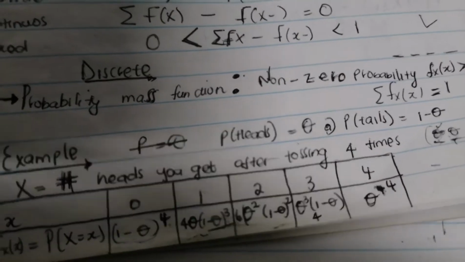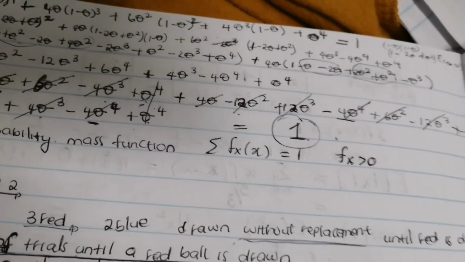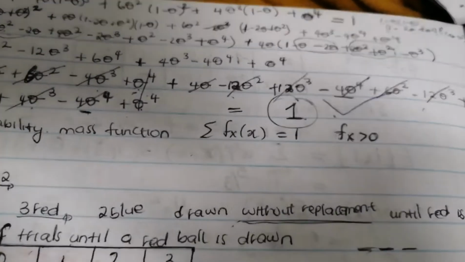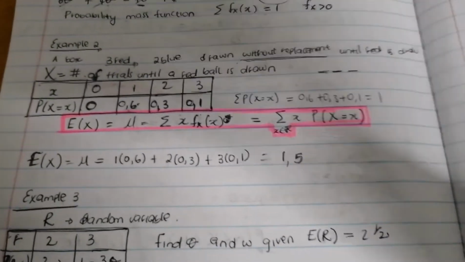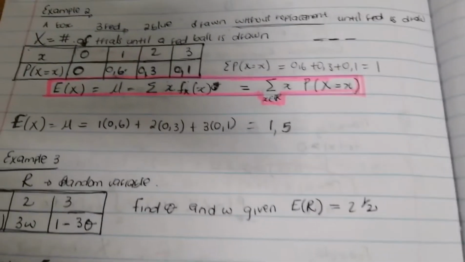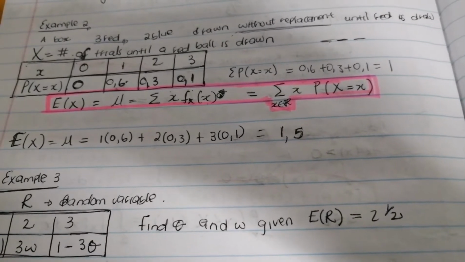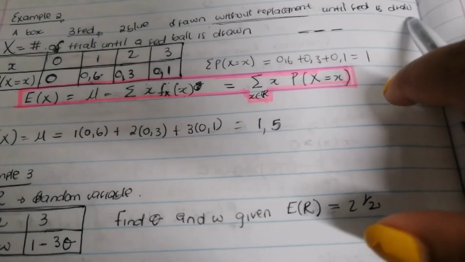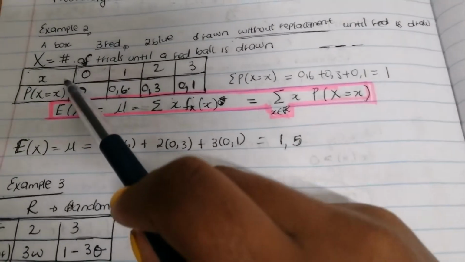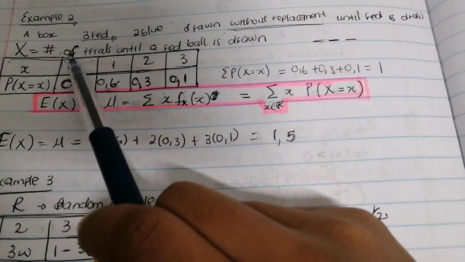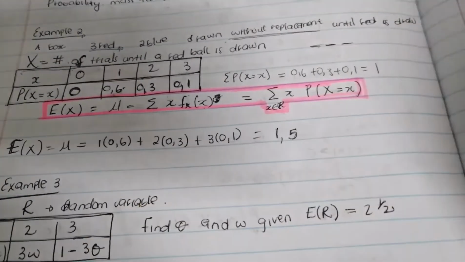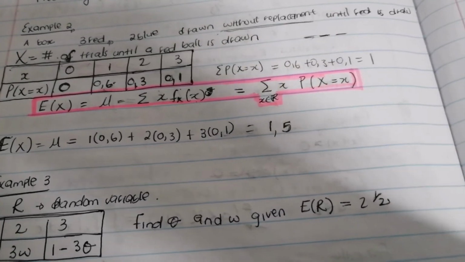To see if your probability mass function is correct, you can add up the probabilities you got and check if you really get 1. If you get 1 by adding them, you know that your mass function is correct. So example 2 was talking about a box having 3 red and 2 blue balls drawn without replacement until red is drawn. Here our x, which is the random variable, equals the number of trials until a red ball is drawn. I'm not going to show how we got this. Please do it and check if you get the same answers, right?